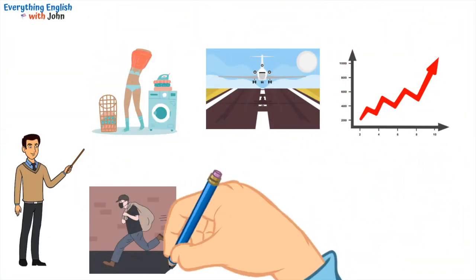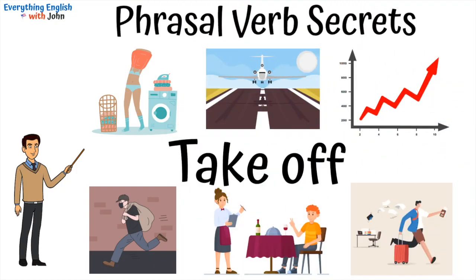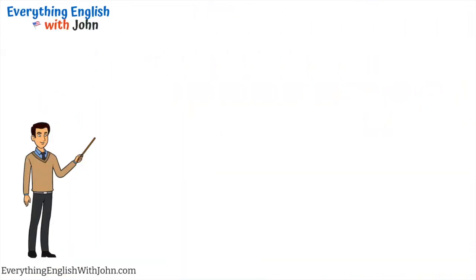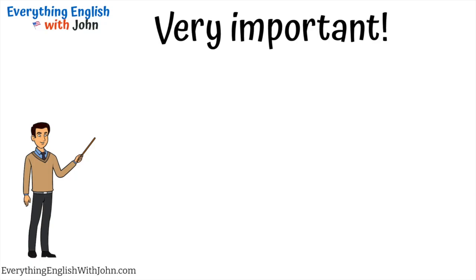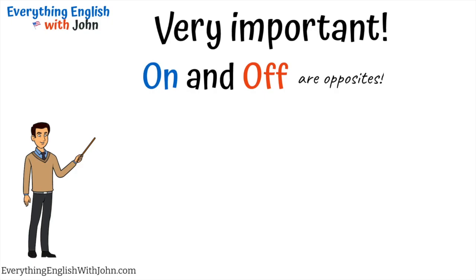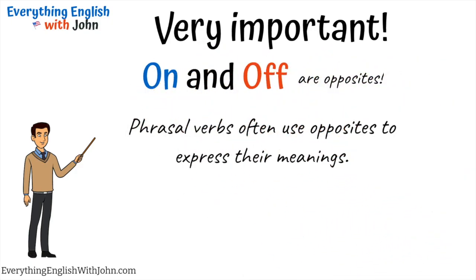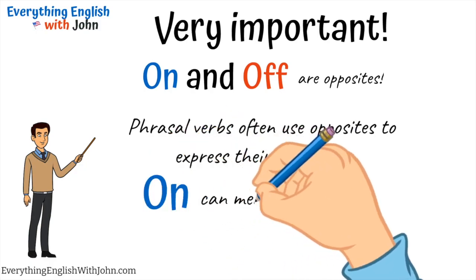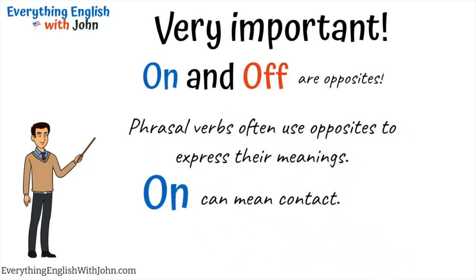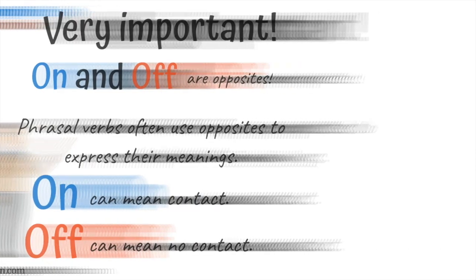What if I told you there are many more definitions for take off, and they're generally related to each other? So before we start the lesson, this is very important. On and off are opposites. Phrasal verbs often use opposites to express their meanings. On can mean contact. Off can mean no contact. Let's remember that and let's go.